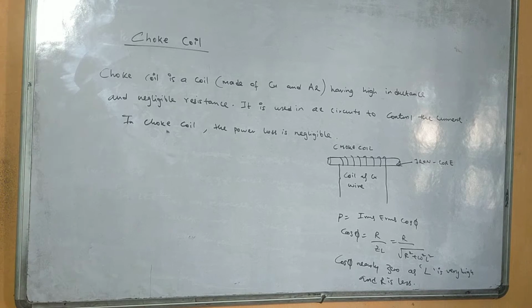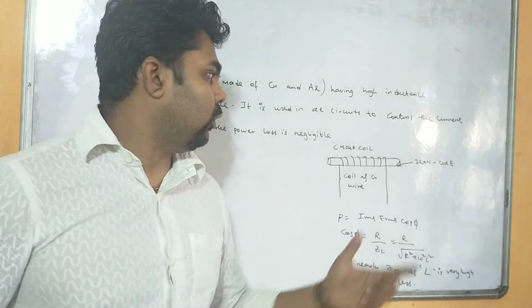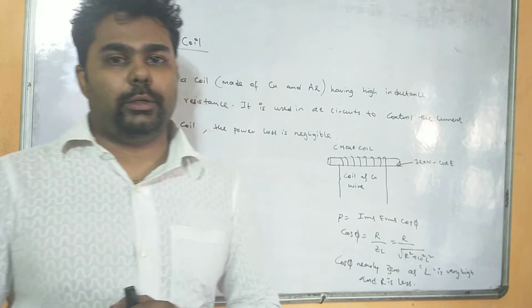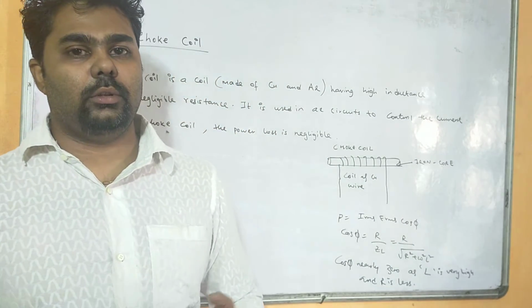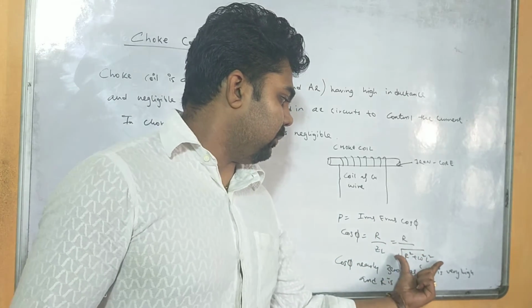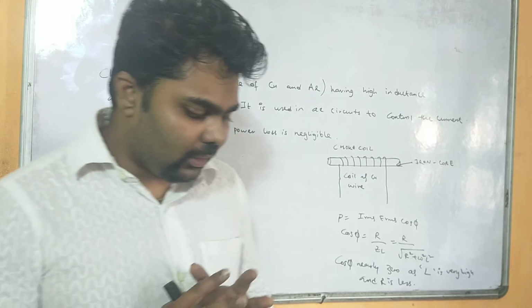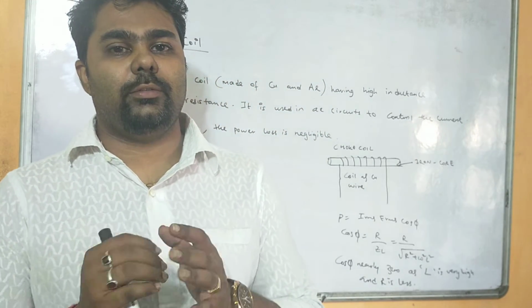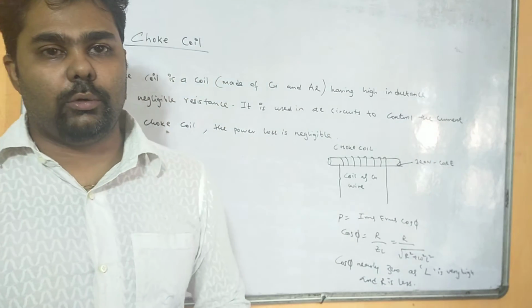So next we have the choke coil. A choke coil is a coil which is made up of copper and aluminum, okay, and it is wound on an iron core, and the power factor is given by R by ZL, where ZL is given by root of R square plus omega square L square. Now you see, in this choke coil, the inductance is very high and the resistance is very less. So this is the speciality of a choke coil.